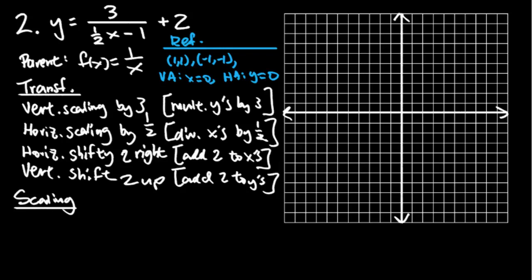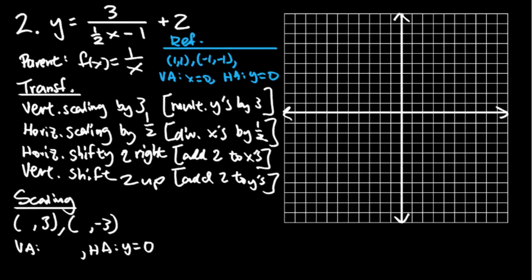So multiply all of the y's by 3. That includes the asymptote. So multiply all the y's by 3. So we have something comma 3, and then something comma -3. And then the vertical asymptote is going to be, well, that's not affected yet. Horizontal asymptote, y equals, okay, so multiply that by 3. Well, that's still 0. Okay, cool.